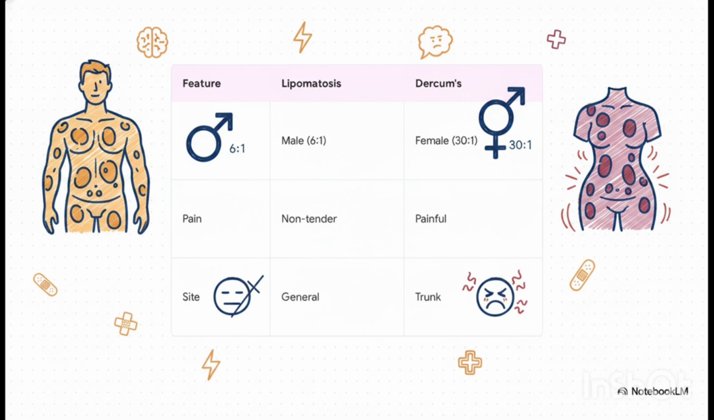Contrast that with adiposa dolorosa, also known as Dercum's disease. Dercum's presents with really tender, painful fat deposition, primarily in the trunk and girdles, and it is strikingly dominant in females, with a massive 30-to-1 ratio. Interestingly, it's also uniquely associated with epileptic and psychiatric patients.